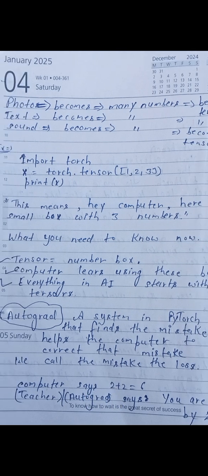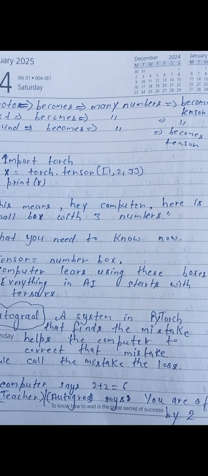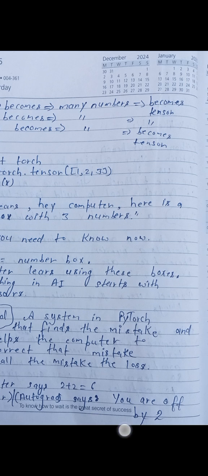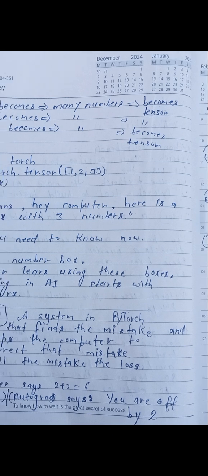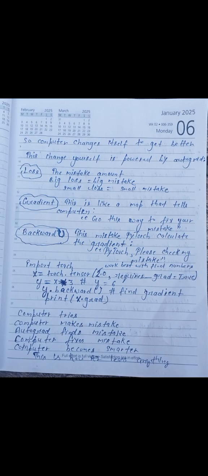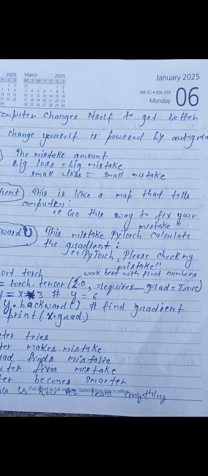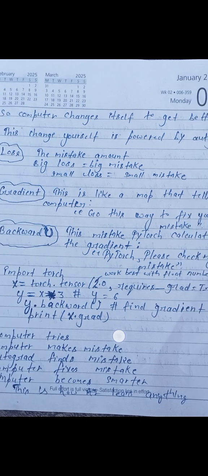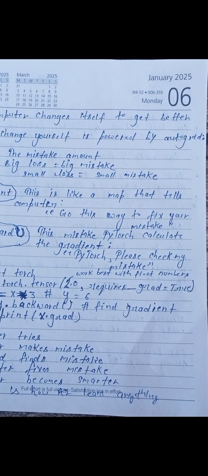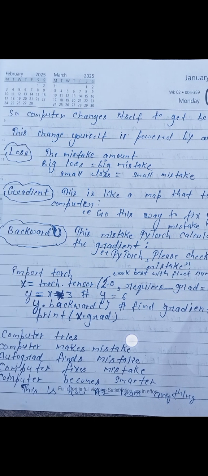We call the mistake what? Loss. The computer says 2 plus 2 is 6, but the teacher, or we can say autograd, helps us improve our answer. Autograd says that you are off by 2, so the computer changes itself to get better. This self-change is powered by autograd.